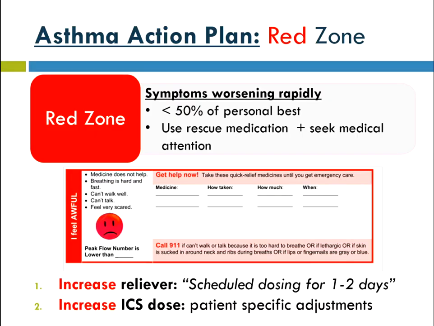Again, we're going to increase the ICS or increase the reliever. That should actually say discontinue or hold the ICS dose because at this point, the ICS is not doing a lot for us. However, after discharge, we are going to increase the ICS, so they'll still be in the red zone, but they might be working their way back up to the level.